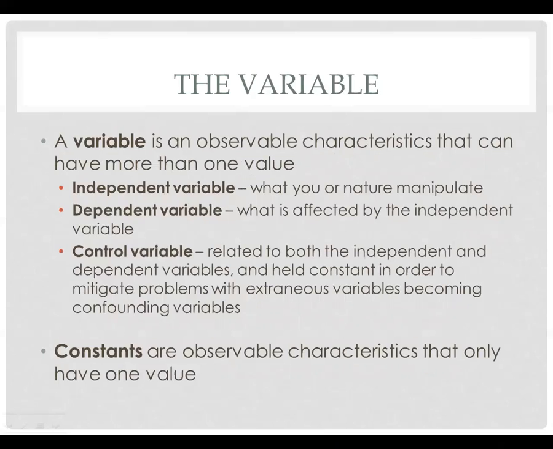So as you look at a hypothesis, obviously a hypothesis has to contain variables. A variable is an observable characteristic that has more than one value. So if you have an independent variable, it's what you or nature would manipulate to create some kind of change. Your dependent variable is what is impacted by your independent variable. And then you have what's called control variables, something that could be related to both your independent and dependent variables, and that you want to hold constant in order to mitigate problems with extraneous variables becoming confounding variables.